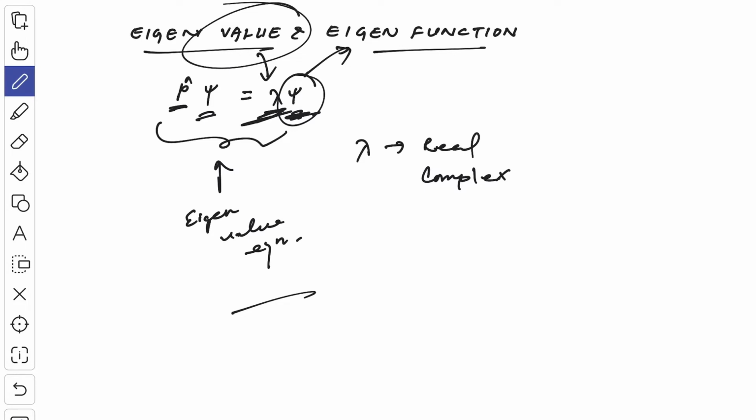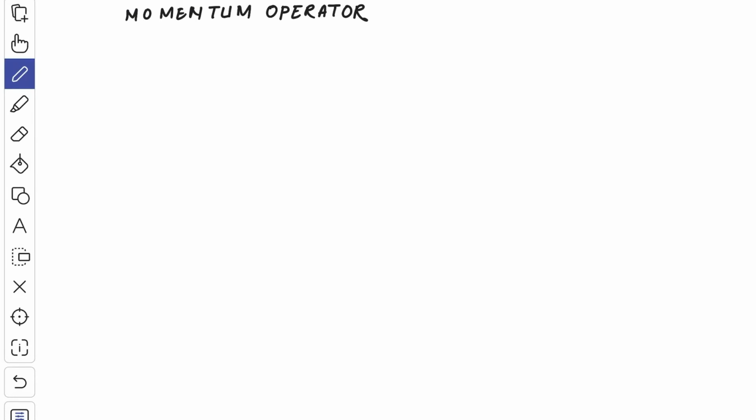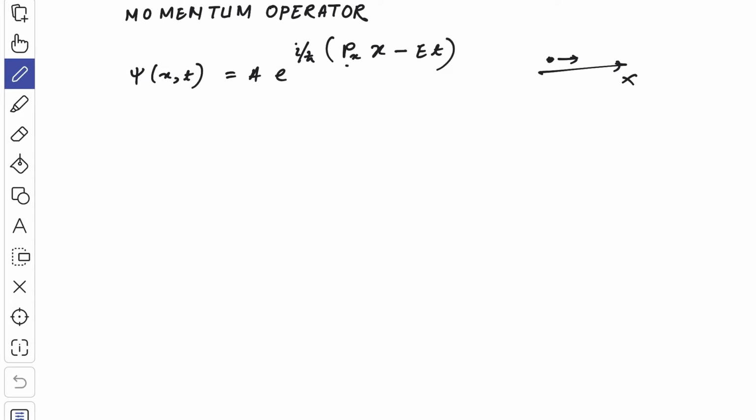So now let us discuss a few important operators in quantum mechanics. Now you see, for a free particle moving in the x direction, the wave function psi of x and t is given by A e to the power i by h cut into (px x minus E t). This px represents momentum here. So hope you have understood this. Suppose this is equation number 1.